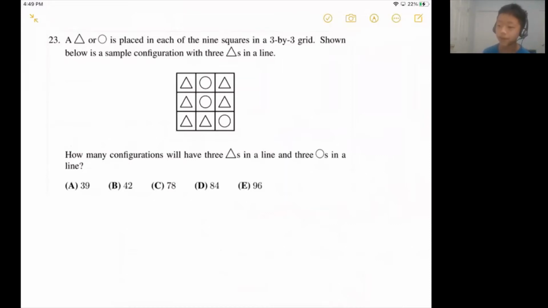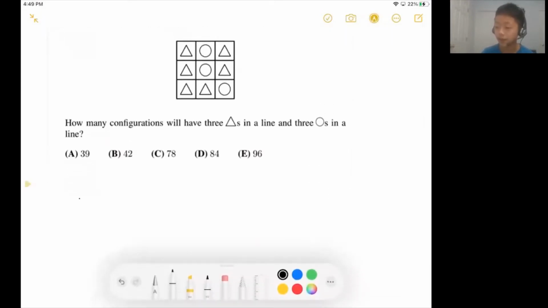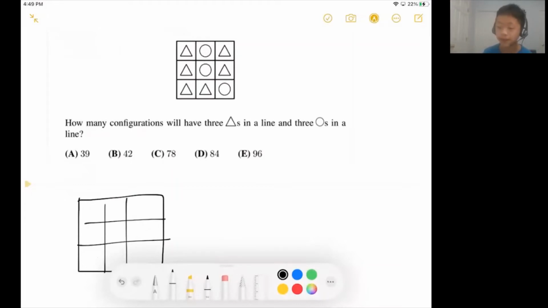So basically the idea here is we want to focus on the restrictions, right? We want 3 triangles and 3 circles. We have a 3x3 grid, and then we want to put triangles and circles on them. So the idea for this question is we want 3 triangles in a row and 3 circles in a row. Let's say you have 3 triangles here, right?